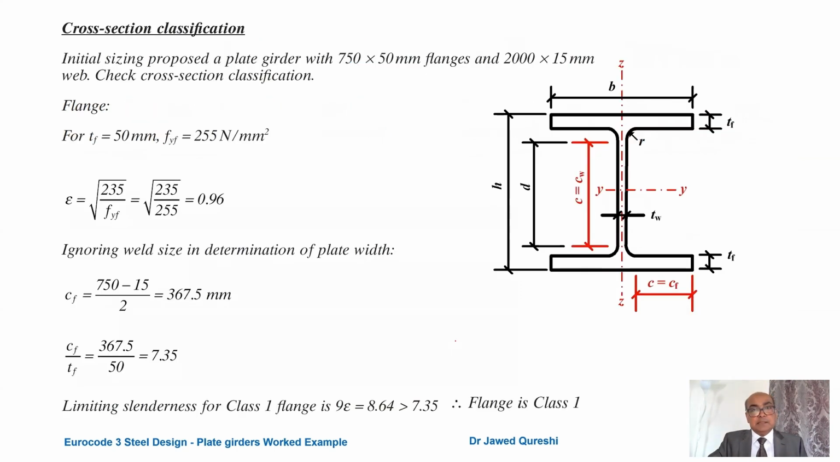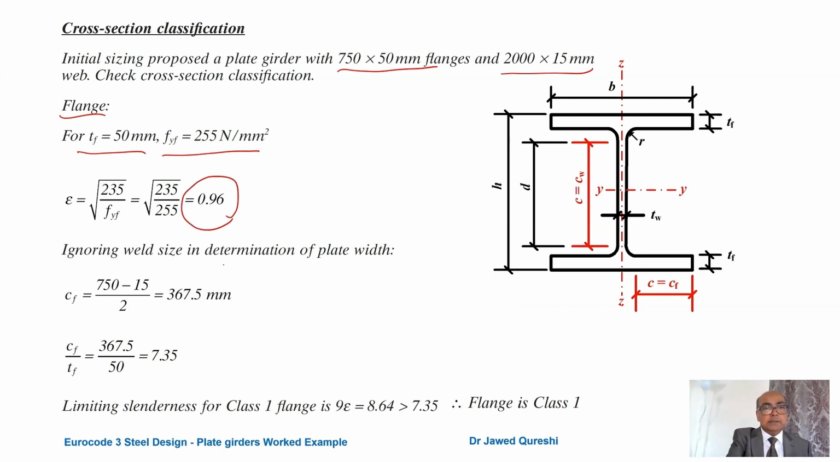Let us classify the section now. So we have flanges 750 by 50 and we have web 2000 by 15. For the flange, the thickness of flange is 50. FYF is here. Epsilon is the square root of 235 over FYF. From here, we get this 0.96.